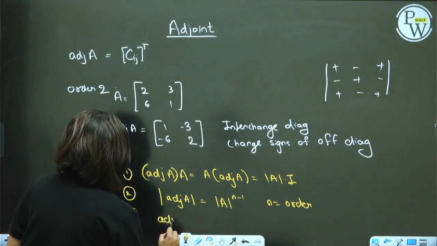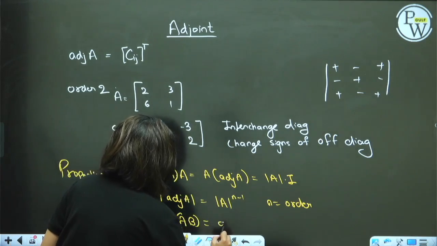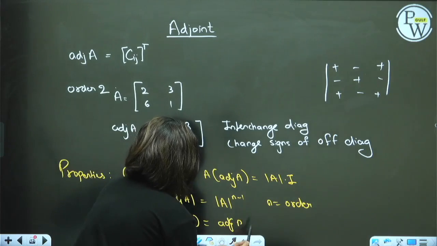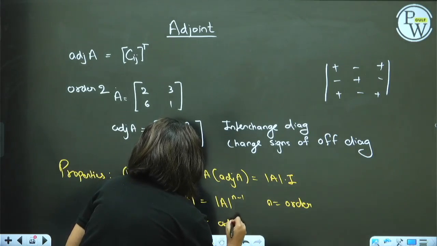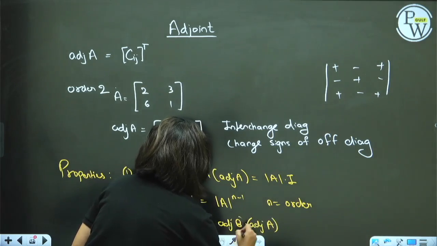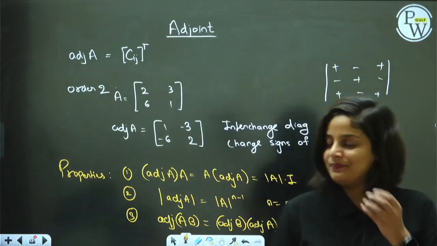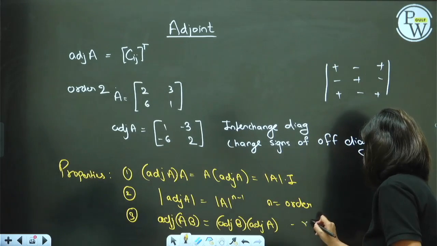And the third one, the reversal law. Adjoint of A into B is equal to adjoint of B into adjoint of A. Do you remember the reversal law was there in matrices also? It's there everywhere, so the reversal law is applicable here also.